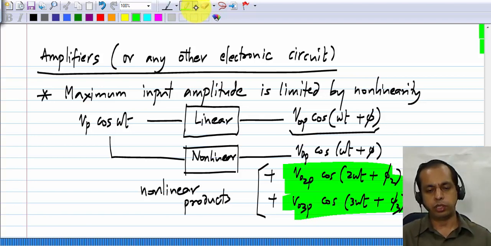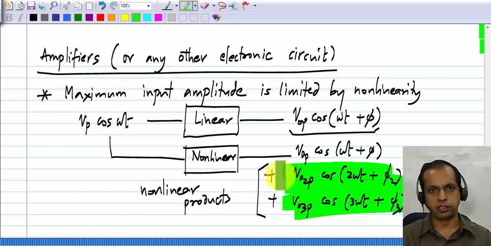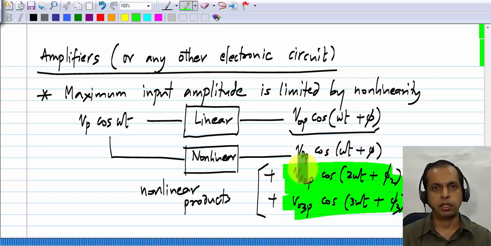Now, as you increase the input signal level, these products will also increase. At some point they become quite large, and basically you can't use the amplifier anymore. Now, how large a value of these nonlinear products can you allow? It very much depends on the context. It may be 1% of the fundamental, it could be 0.01%. So we can't make a general statement about that.